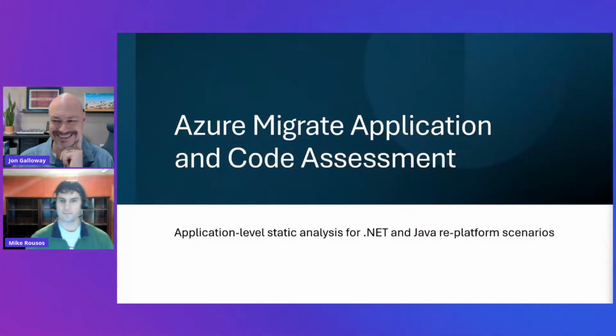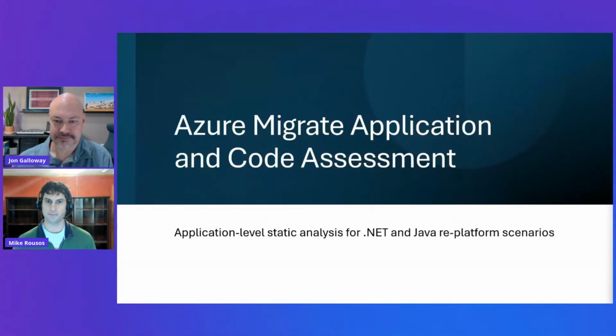Like John was saying, I'm going to be talking today about the Azure Migrate application and code assessment tool, which, as it says here, is a static analysis tool. We've got a .NET and a Java version. Today, I'm going to talk about the .NET version, of course, because that's the stand-up we're in. But know that if you work with Java as well, we have a Java version out there that you can go check out, and it works very similarly.